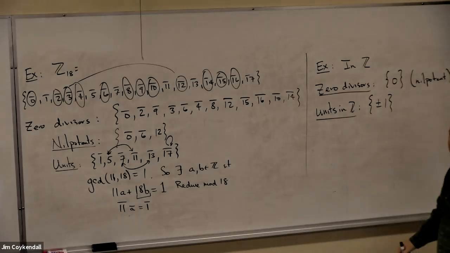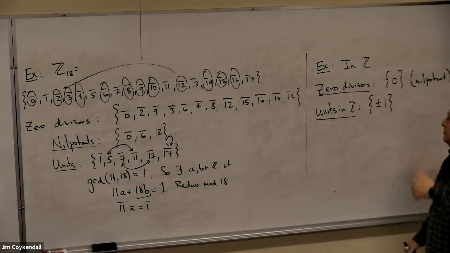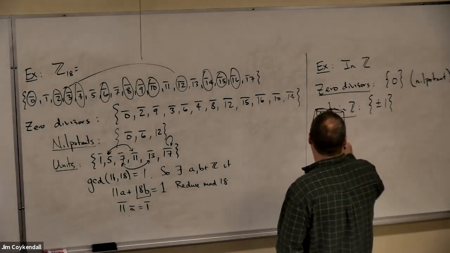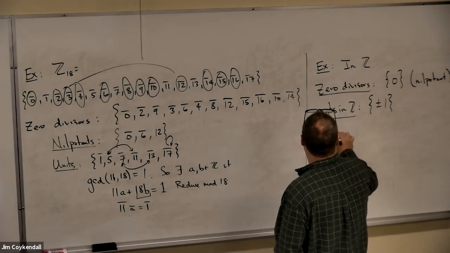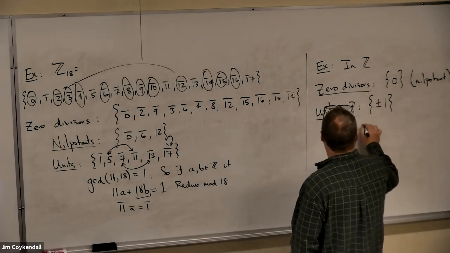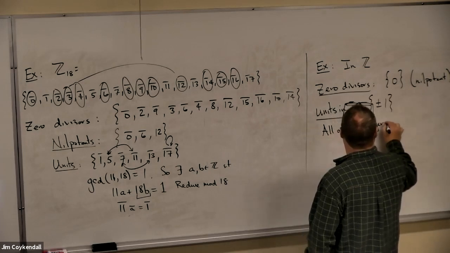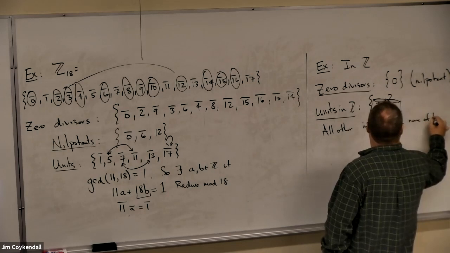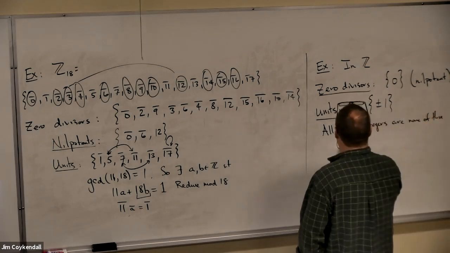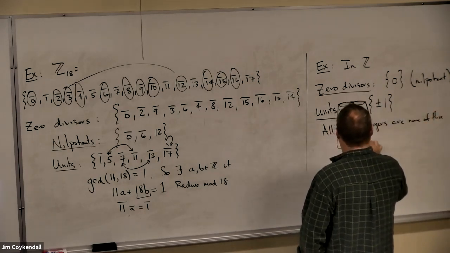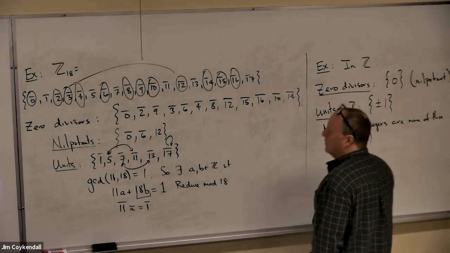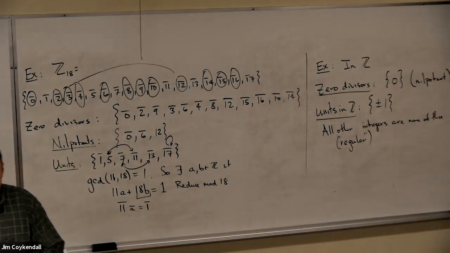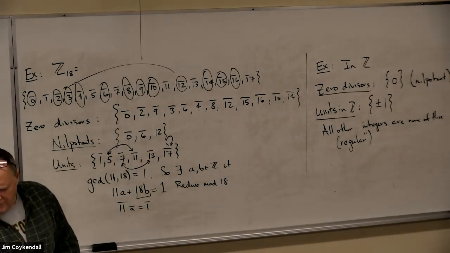So the integers have one zero divisor, which is zero, two units, which are plus or minus one, or none of these. And these are often called regular elements. That is, elements that are neither zero divisors nor units. Okay, any questions?